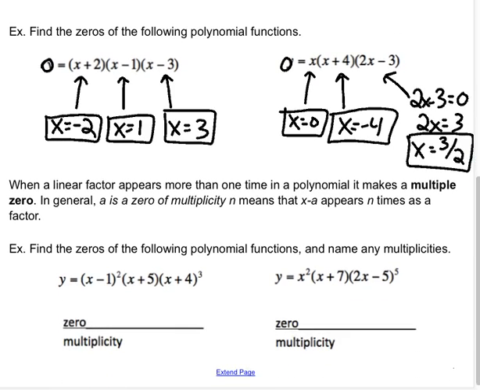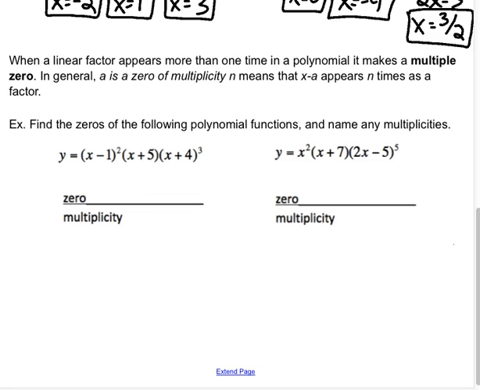Now, what do I mean when I use the term multiplicity? When a linear factor appears more than one time in a polynomial, it makes a multiple 0. So in general, a is a 0 of multiplicity n means that the factor of x minus a appears n times, or that is the exponent of that factor. All right, so let's see what I mean by that.